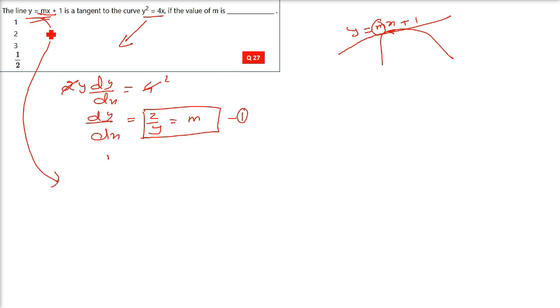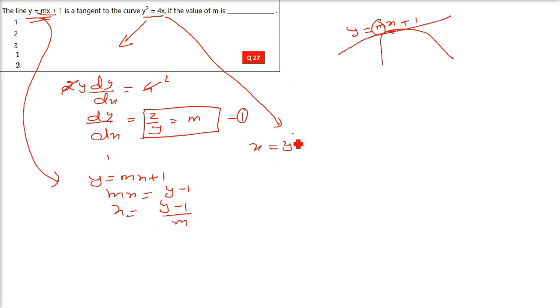Now come here, y is equal to mx plus 1. What is the x from here? mx is y minus 1, so x is y minus 1 divided by m. Here also y square is equal to 4x, so it will be x equals y square by 4. When you equate these two, because they are intersecting, this line and this curve have a common point. So I'm equating these two. y minus 1 by m is equal to y square by 4. Now just cross multiply this. Please remember, this m you cannot have like this.